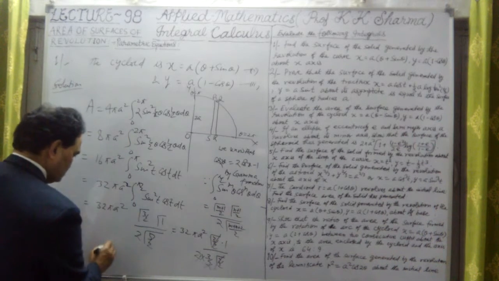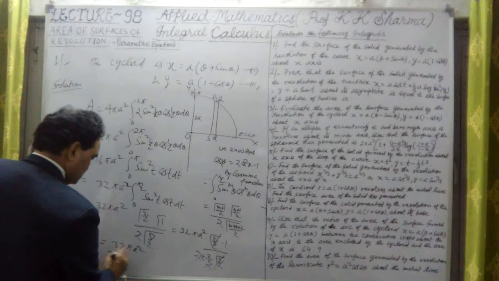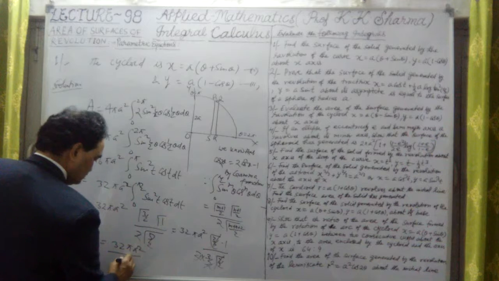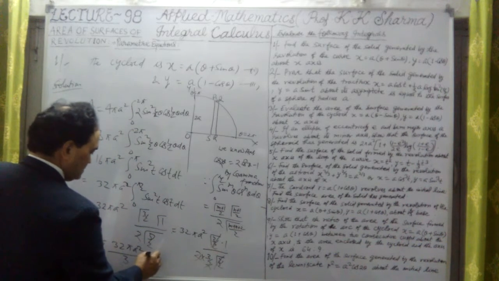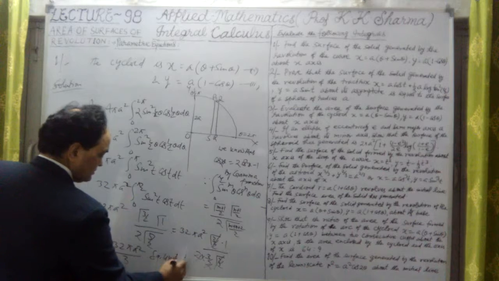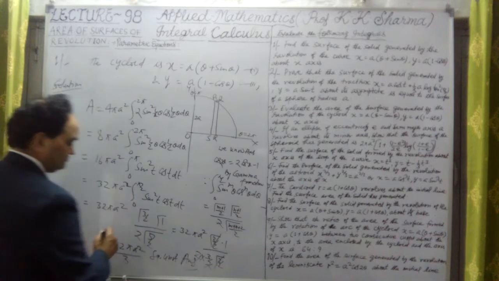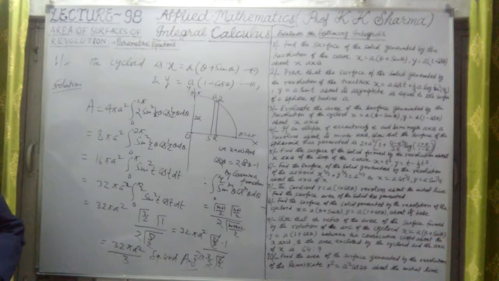So the answer is 32 pi a square upon 3. This is in square units because area is in square units, and the answer is 32 pi a square upon 3. This is the answer here. Okay, so question number 1 we have done.